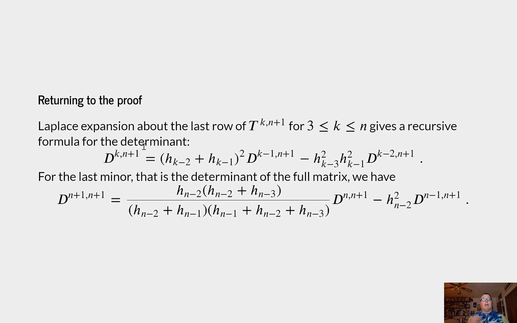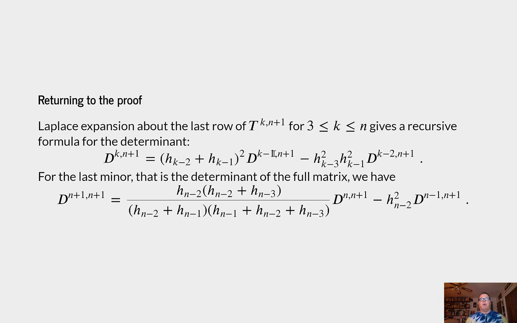So we return to the proof, and we take Laplace expansion about the last row of T_{n+1}. We have this tridiagonal matrix, and we expand about the last row of that, which gives us a recursive formula for the determinant. It's quite easy to do that. Pick off this one times the previous one, and this one, and you have to do one more step, and you get this formula that relates d_k to d_{k-1} and d_{k-2}. And we want to prove that all of these things are positive.